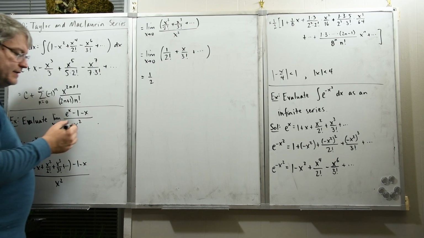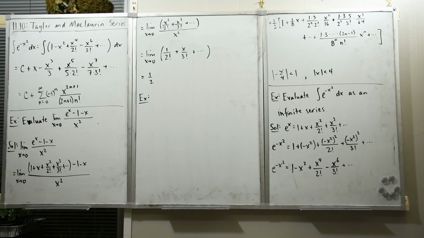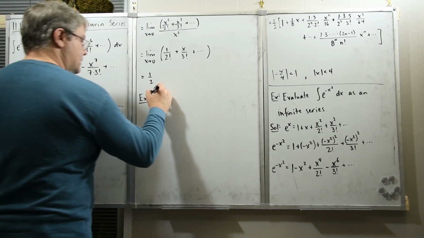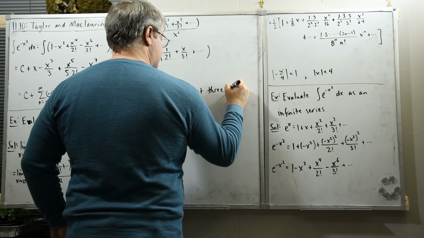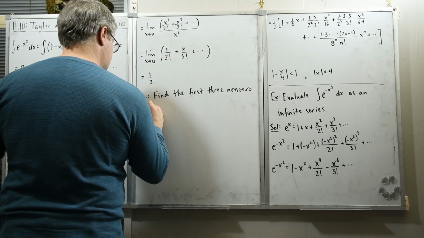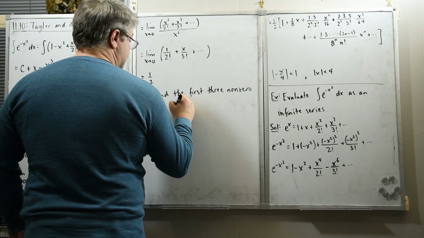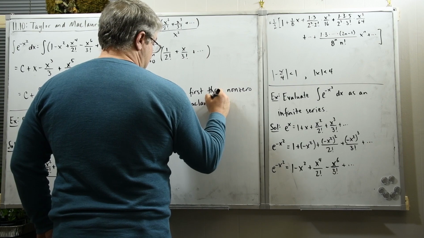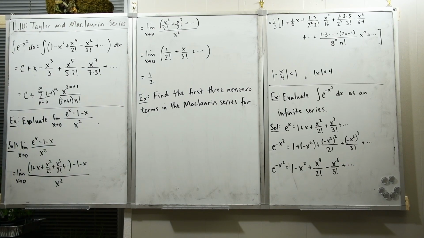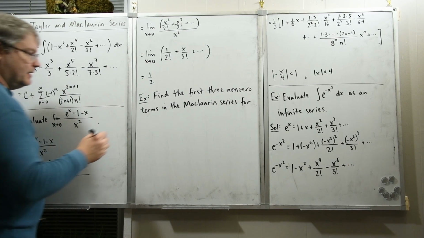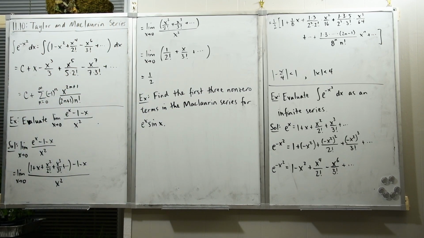And now I have one last example I'd like to show you. In this example, we're going to be finding the first 3 non-zero terms in the Maclaurin series. And we're going to be taking a look at e to the x times sine x.